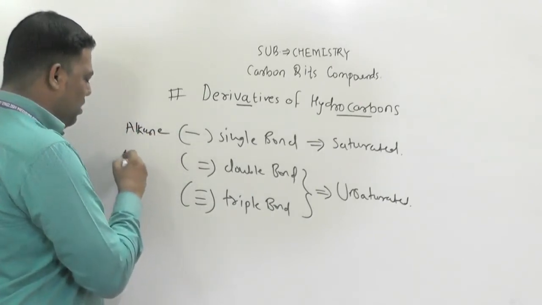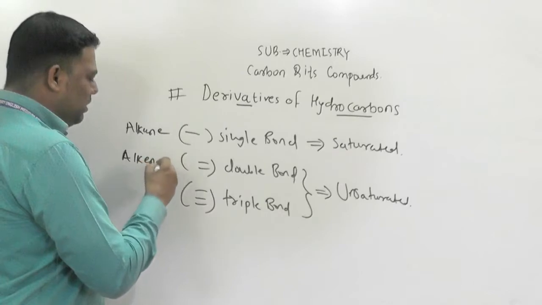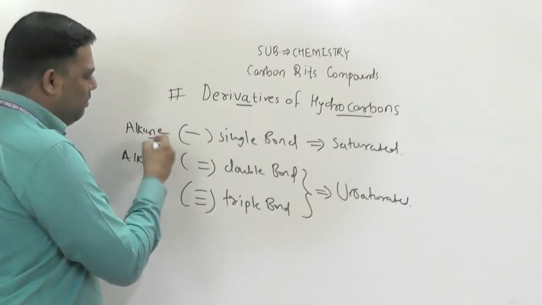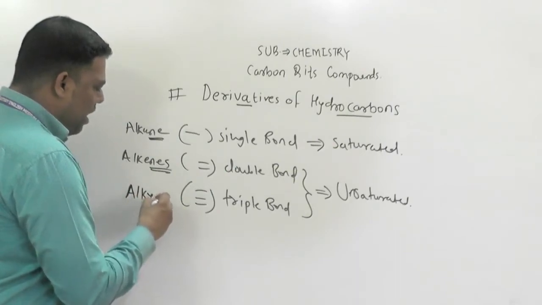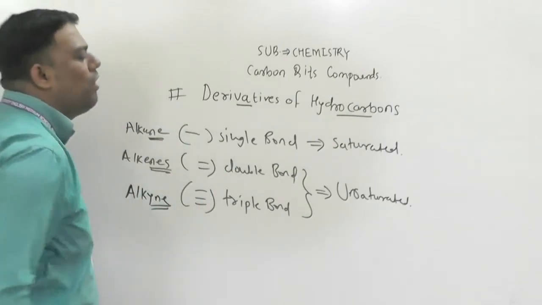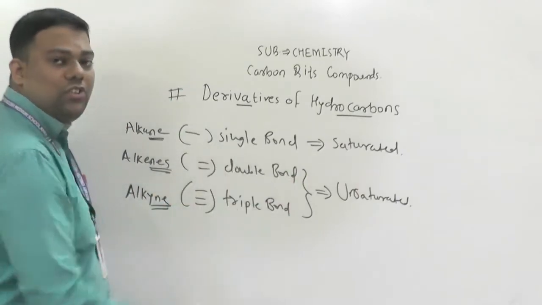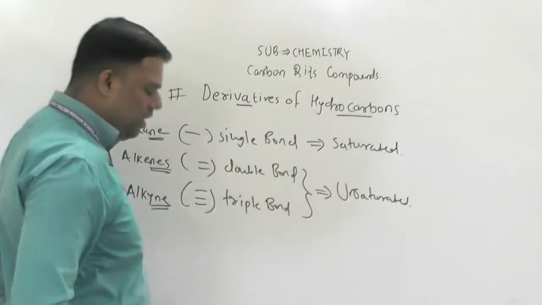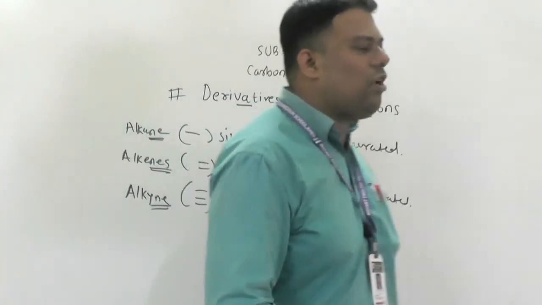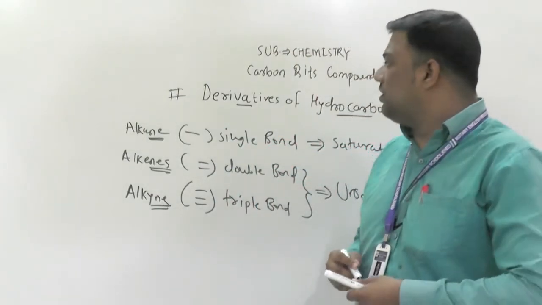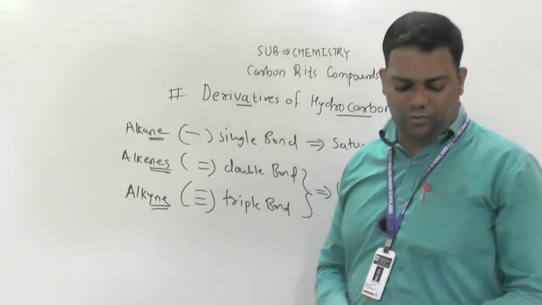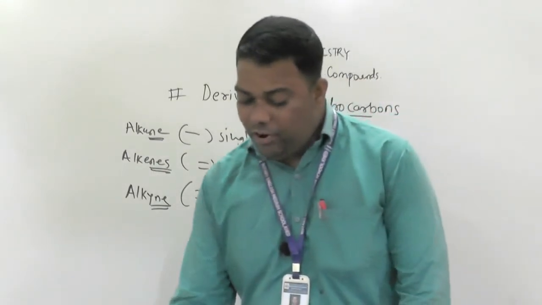So these were simple alkanes, and these are alkenes. ENE means double bond, ANE means single bond. Alkynes, YNE means triple bond. Singly bonded means saturated, and whatever is doubly and triply bonded is unsaturated.